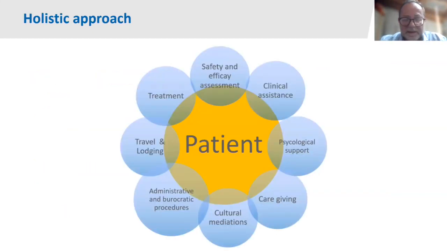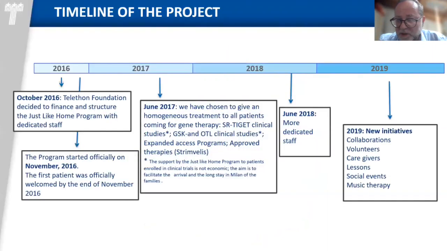So this requires a holistic approach. And I mean that it's not only the treatment, the evaluation of safety and efficacy, the clinical assistance that is important, but also all the other aspects that allow a patient to receive a treatment. So the travel and logistics, administrative and bureaucratic procedures, cultural mediator, caregiving, psychological support. And this is what Telethon wanted to create, to develop when Strimvelis was approved.